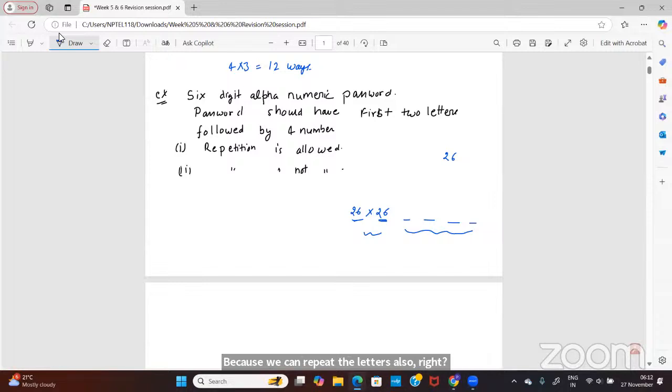Is it clear? Yes, ma'am. But ma'am, here it is not clear whether we have to use only lowercase letters or uppercase letters. Just for this question, use any case, suppose uppercase. It doesn't matter whether they are uppercase or lowercase. If that is mentioned in the question, that will be a different question.